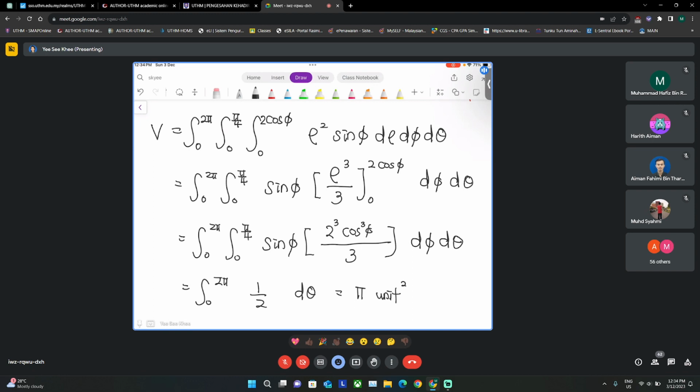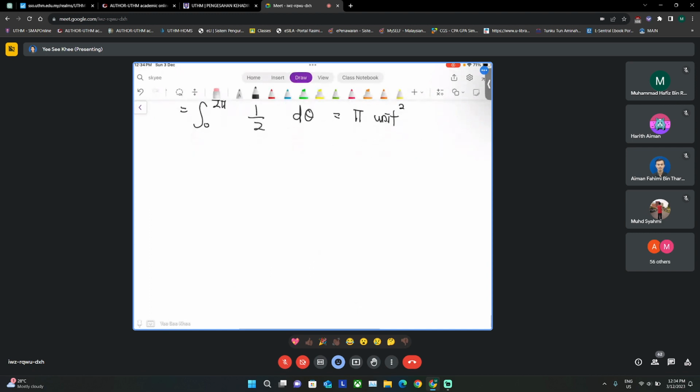Okay, if it's okay, we move on to the next example. Page 91. This is about conversions. The previous one, we calculated the volume. The next one, we are going to look at how to convert from Cartesian to spherical coordinates and solve the triple integrals. This is the example.